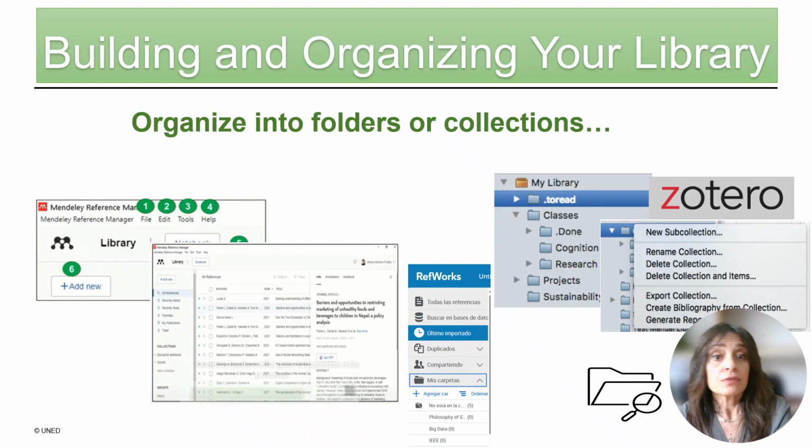Then, search and filter your library. As your collection grows and grows, you can use the search function within the reference manager to quickly find a paper by keyword, author, or year. This is much faster than combing through folders manually. You can also usually sort or filter by fields like author or publication. These features turn your personal library into a searchable database.